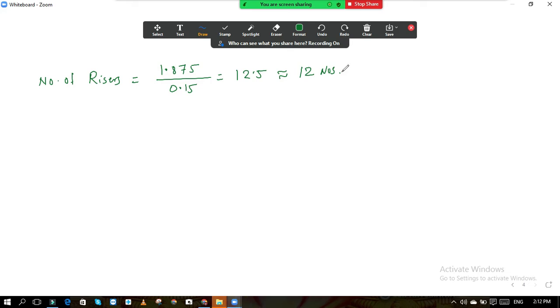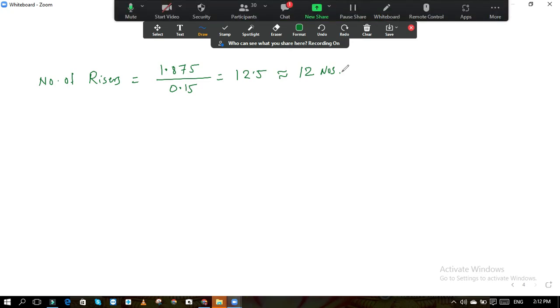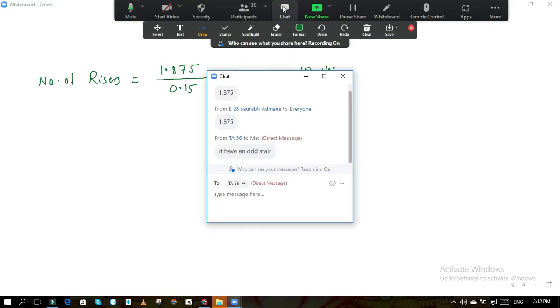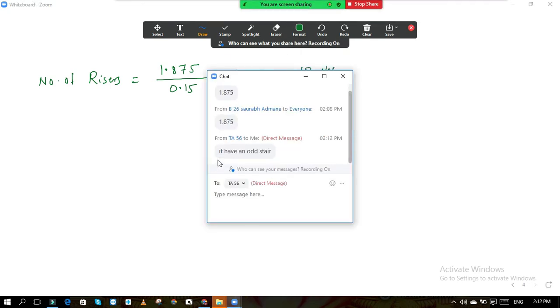150 mm, you have taken the single riser. Okay, so instead of 150, if you go for 160 or if you go for 140, you will get an odd stair.